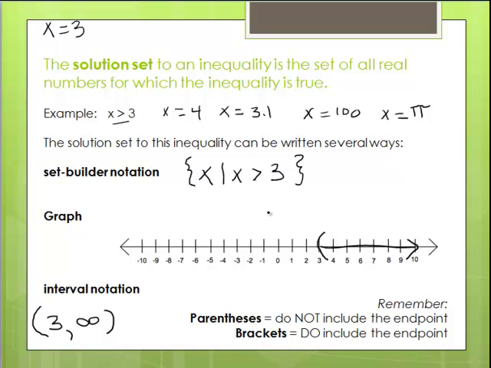So what we're going to talk about in the next couple of pages is how parentheses and brackets are related. For parentheses, you do not include the endpoints. So that would be something like less than or greater than. And for brackets, you do include the endpoints. So that would be something like less than or equal to or greater than or equal to. So every time you see one of these, you use brackets. Every time you see one of these, you use parentheses.